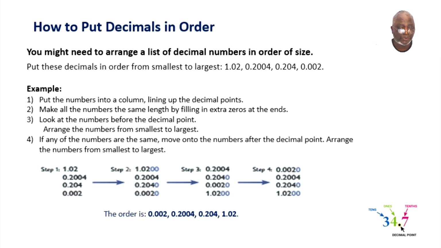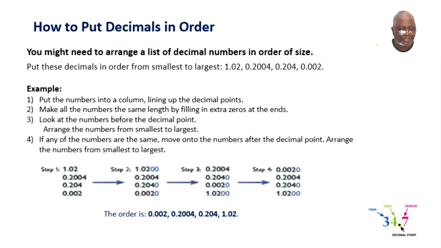Example, look at the notes and follow them carefully. Step 1: put the numbers into a column, lining up the decimal points. The decimal point is important. That's what you use to show the division between the whole numbers and the decimals. The decimal places can be endless.